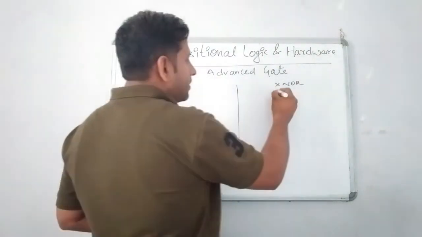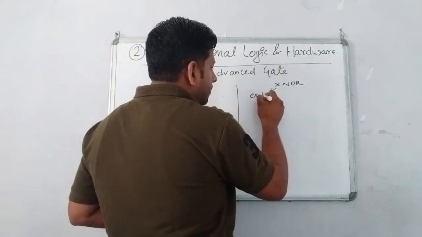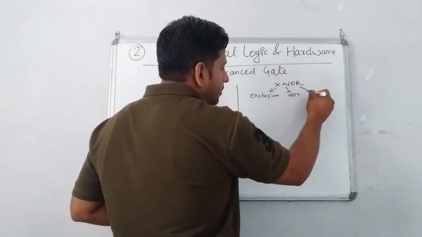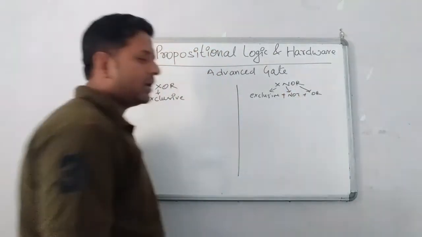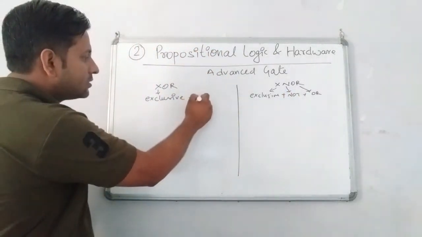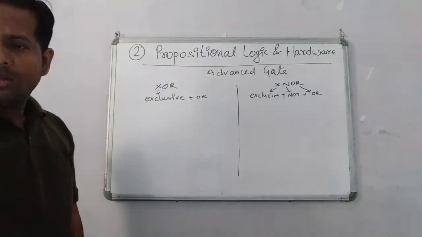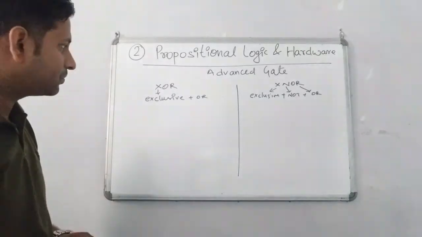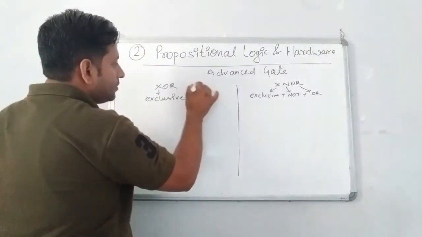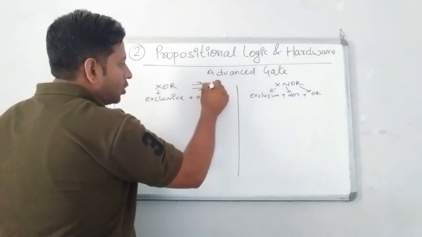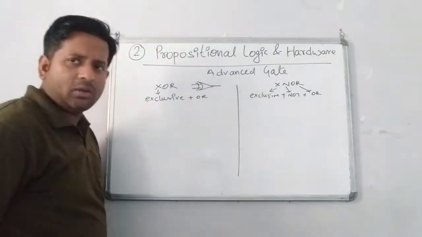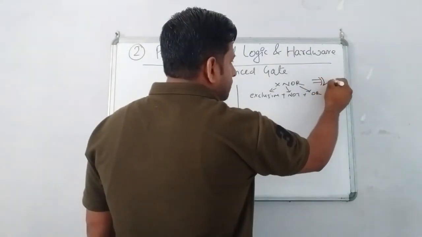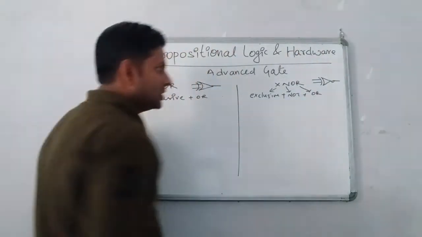And here X is exclusive, not, then OR. See, three different things are added. Here only exclusive plus OR. Okay, so children, we have exclusive OR gate and exclusive NOR gate. The symbol is OR gate, and like this will be there. See, one more part will be there. Here NOT will also be placed.